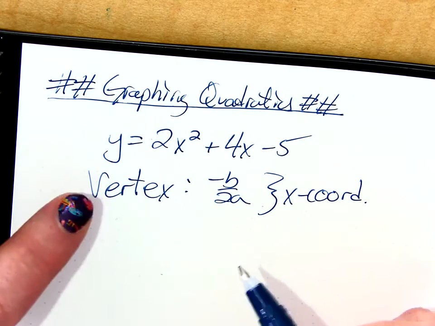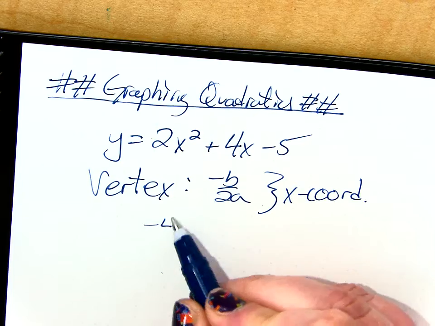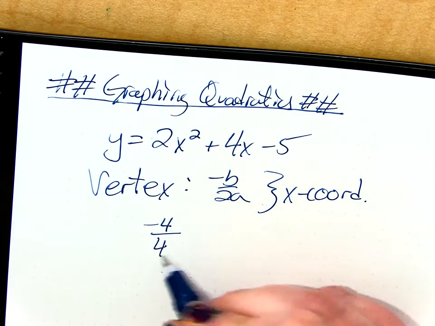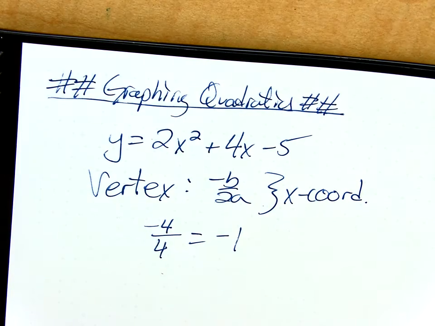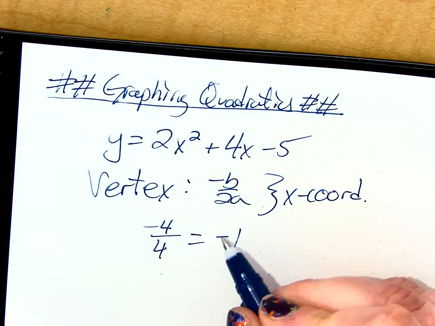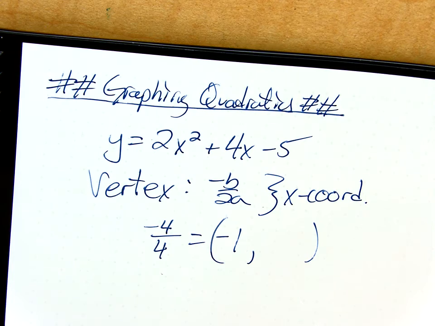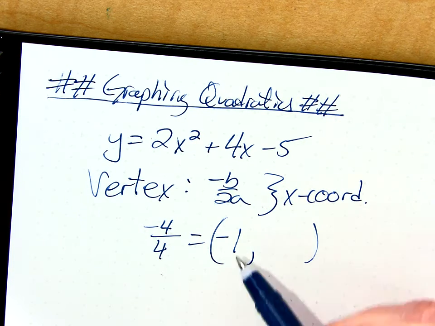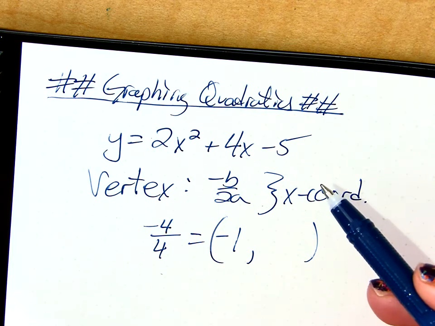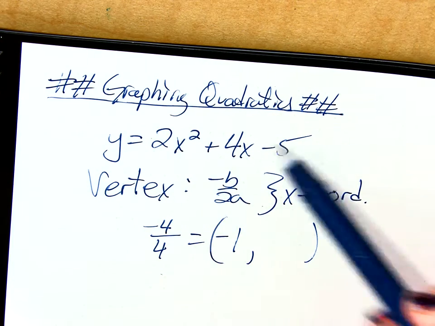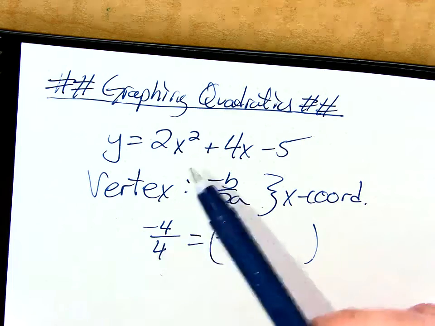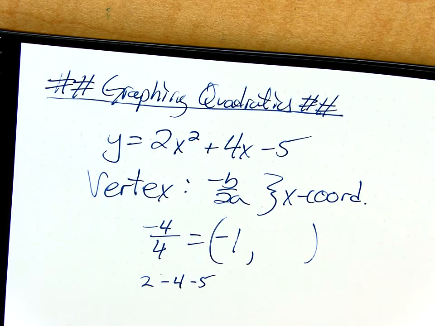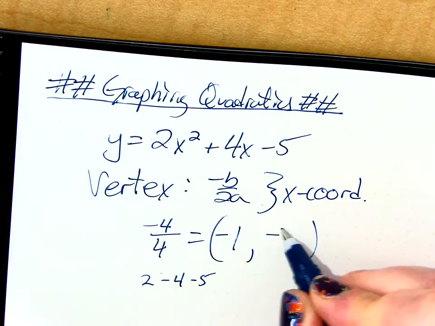So let's do it for ours. Negative b over 2a would be negative 4 over 2 times a is 4, so I get negative 1. That means my vertex is at negative 1, comma, something. How do I find the something? I take negative 1 and I just plug into the equation and see what comes out. So if I very quickly pop in a negative 1, that'd be 2 minus 4 minus 5, negative 7.